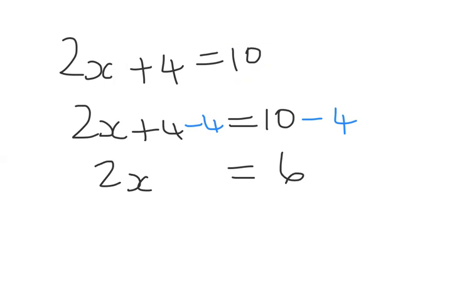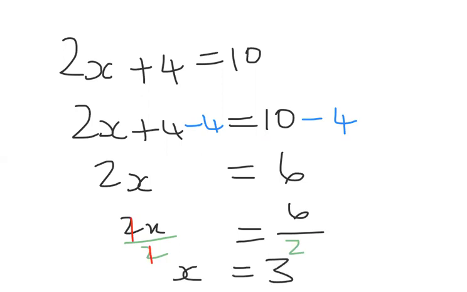And now you can see we're sitting with almost the exact same type of question we just did. So now we can say 2x divided by 2 equals 6 divided by 2. To get rid of the 2, that cancels out, only x remains, and the answer is 3. Because 6 divided by 2 is 3.